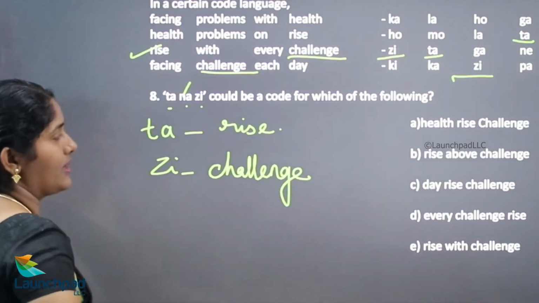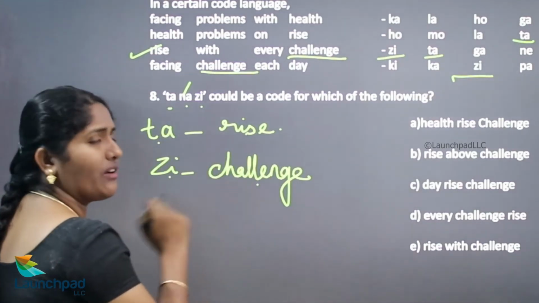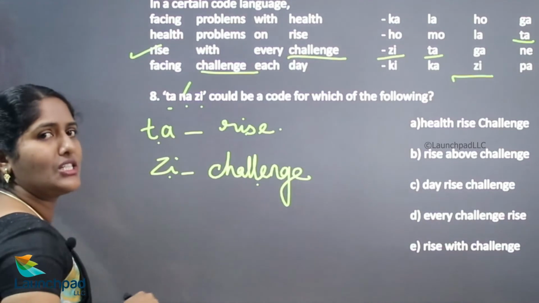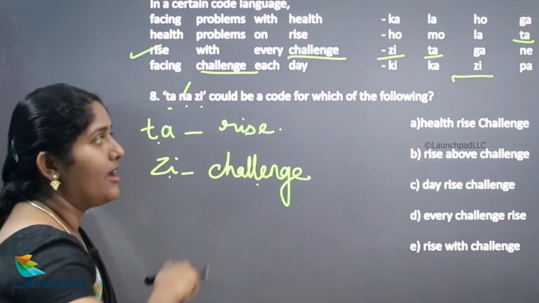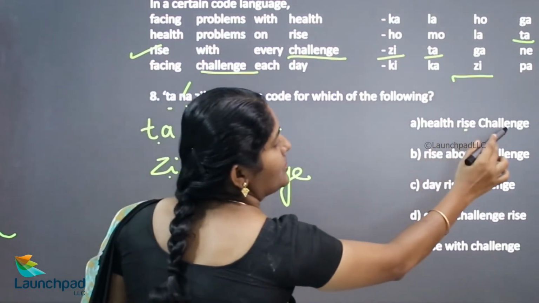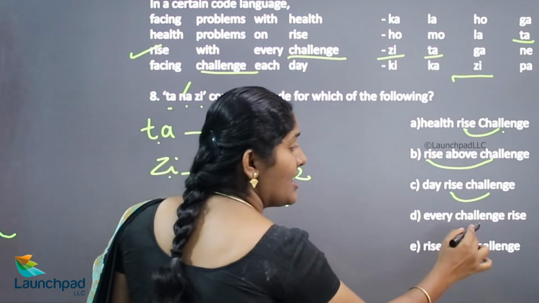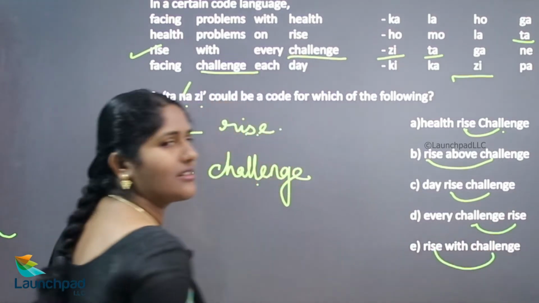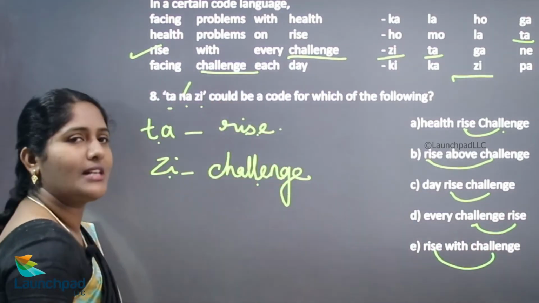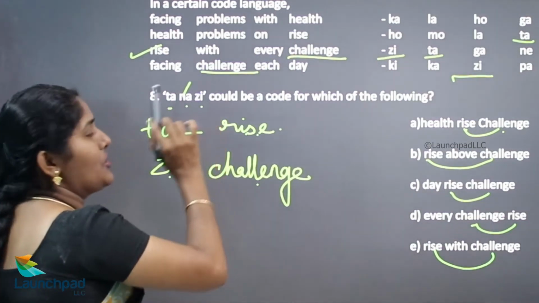Okay, now Ta stands for rise, Zi stands for challenge. Na is the new code now. Check with your options: rise challenge is available in every option. Every option has the words rise challenge only. So Na is the new code.